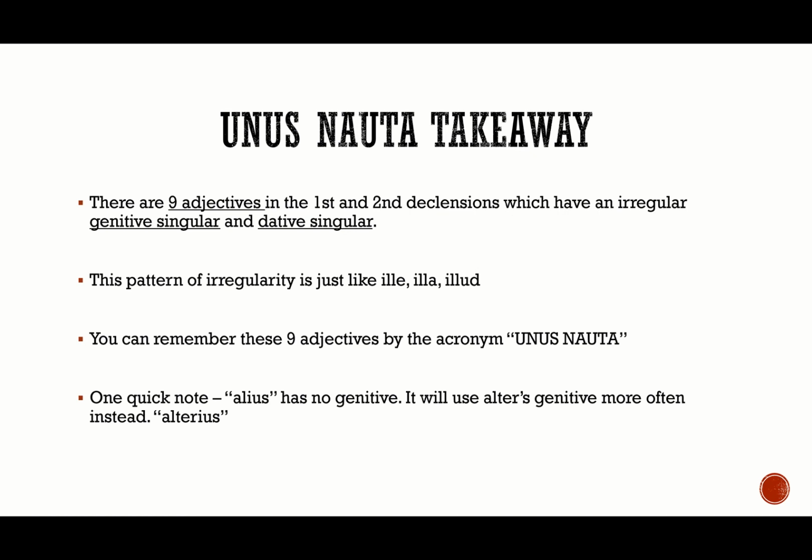Okay, moving on, your unus nauta takeaway. There's 9 of them, and they have irregular genitive and dative singulars. They follow the same patterns as ille, illa, illud, and you can remember them with the acronym unus nauta. And one quick final note, the word alius, which is the final A in nauta, does have kind of a genitive, I guess, it'd be alius, but the Romans tended to use alter's genitive more often, alterius.